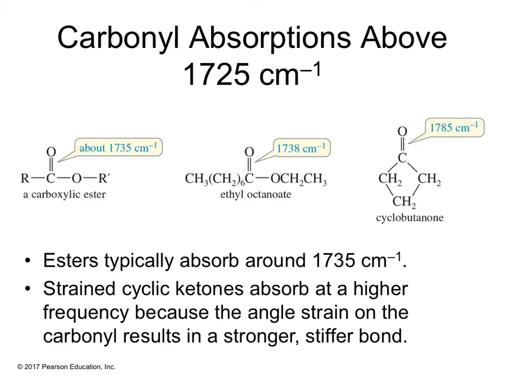Okay, so carbonyl absorptions above 1725 include your esters. Okay, so esters, look at this one. This one's a strained cyclobutanone, and it's actually a ketone, but it's pretty high up there. So esters typically absorb around 1735. Strained cyclic ketones can also absorb at higher frequencies.